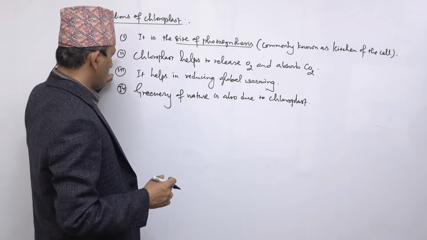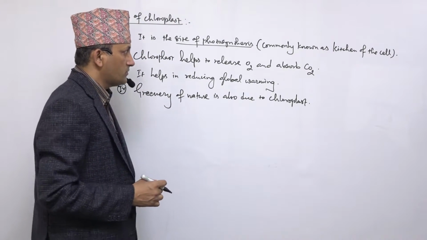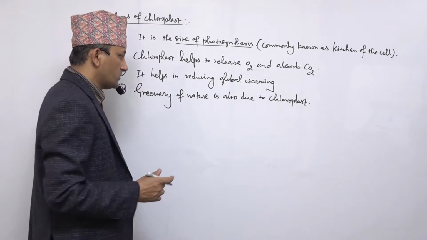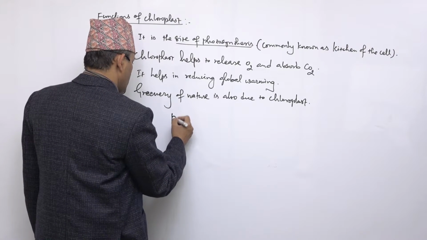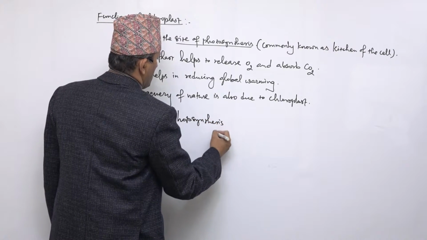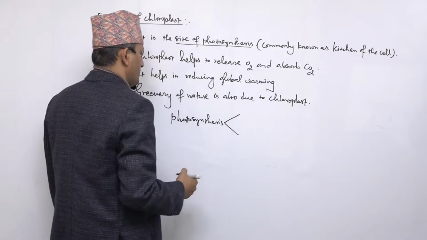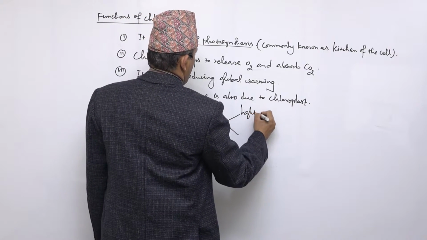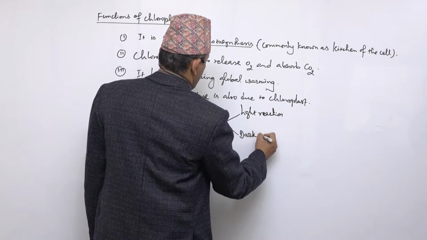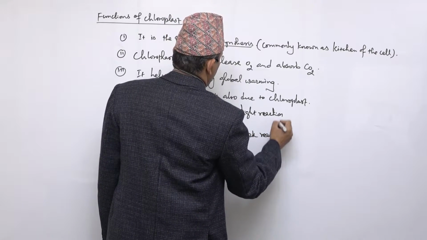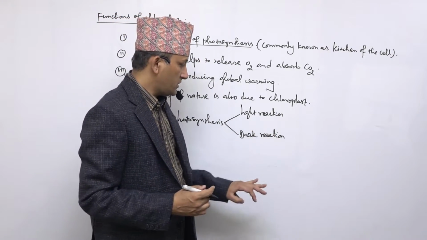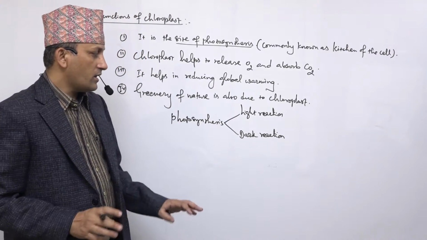So these are some important functions of the chloroplast, but the most important function is being the site of photosynthesis. Let's elaborate on this. Photosynthesis is completed in two distinct phases. One is the light reaction and another is the dark reaction. The whole mechanism of photosynthesis is divided into two. Light reaction is the first half of photosynthesis, and dark reaction is the second half.